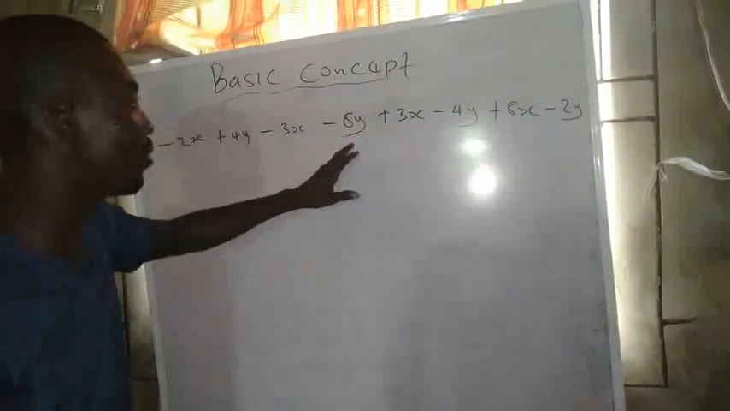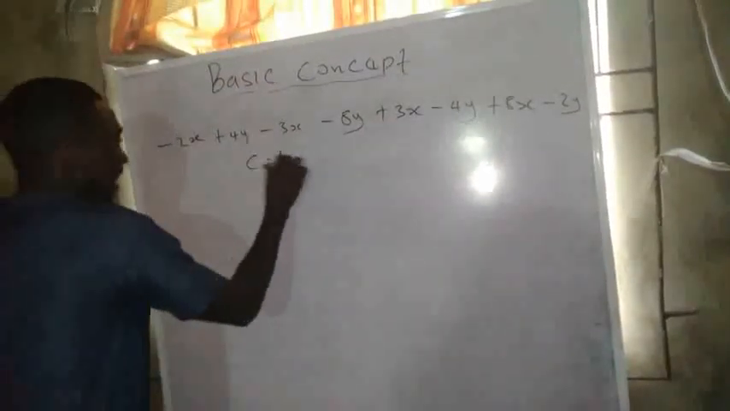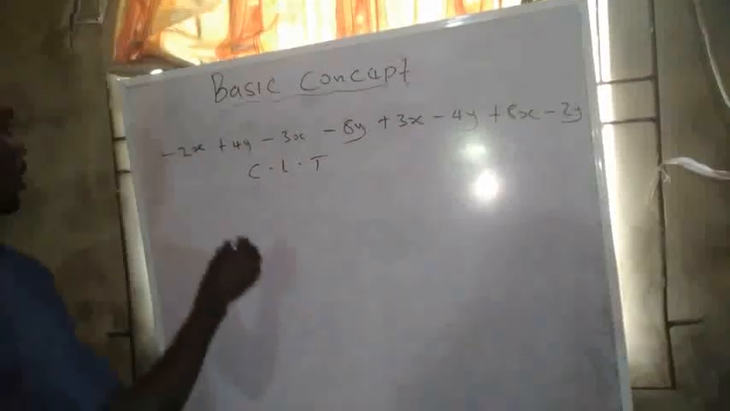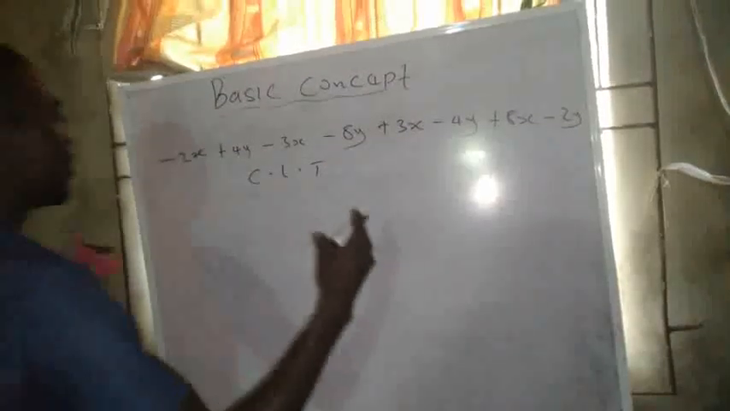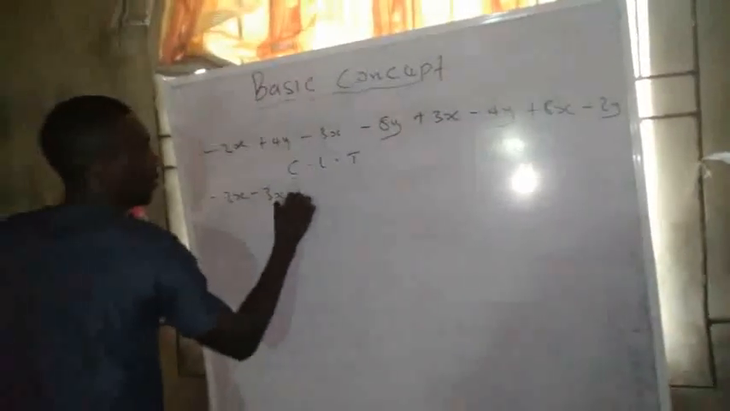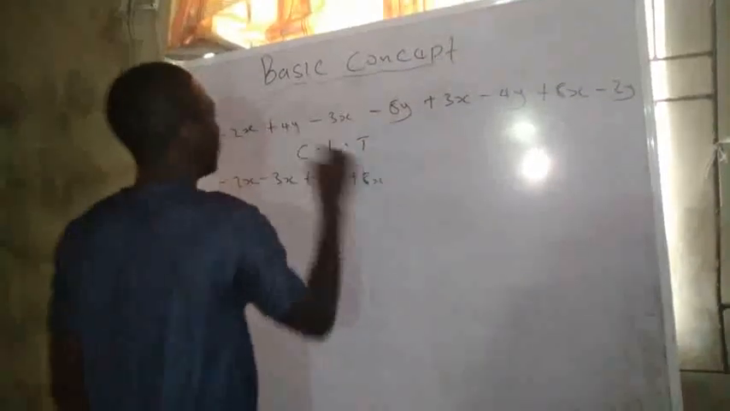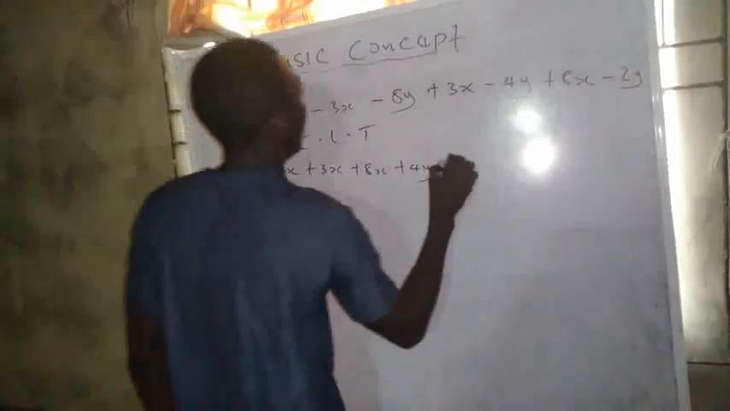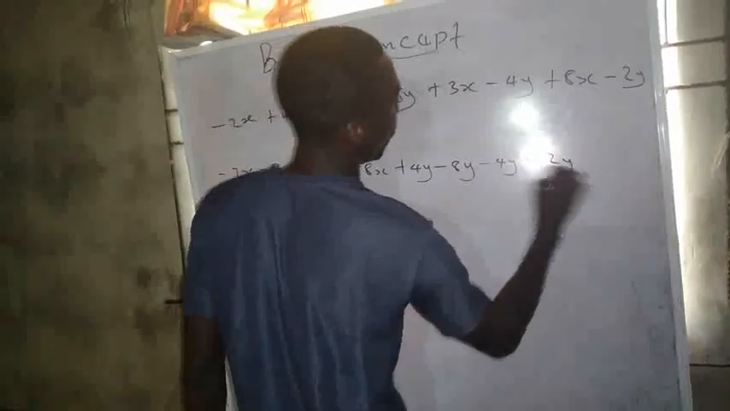So this is minus 2x plus 4y minus 3x minus 8y plus 3x minus 4y plus 8x minus 2y. The next thing you need to think of is to collect the like terms, CLT. It means you bring the terms having the same alphabet together, that is minus 2x minus 3x plus 3x plus 8x. Then you can start with the y terms: plus 4y minus 8y minus 4y minus 2y.